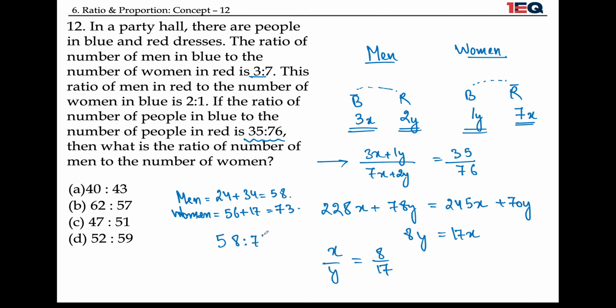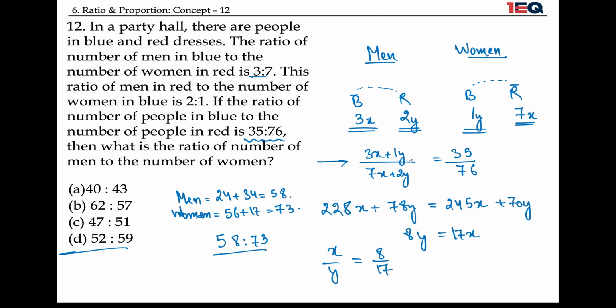58 is to 73. I understand that you did not get the answer over here, but I believe my answer to be correct. What I would do now is quickly recalculate whatever has been going on. Okay, please be with me. The ratio of the number of men in blue to the number of women in red is equal to 3 is to 7. Yes, 3x, 7x. Similarly, the ratio of men in red to the women in blue is equal to 2 is to 1.